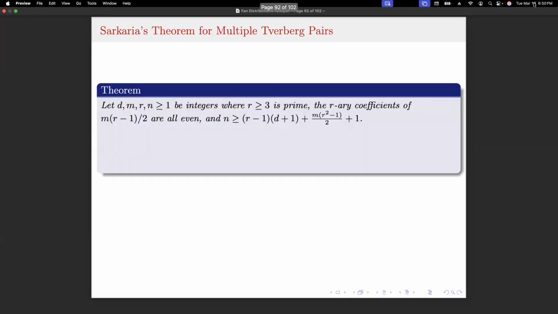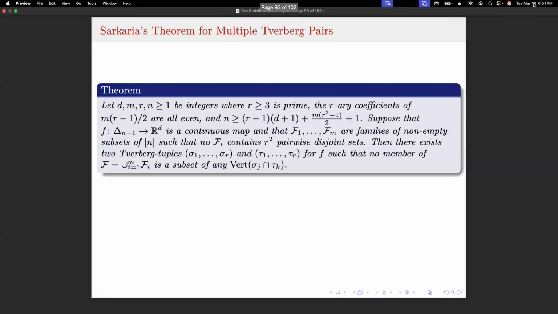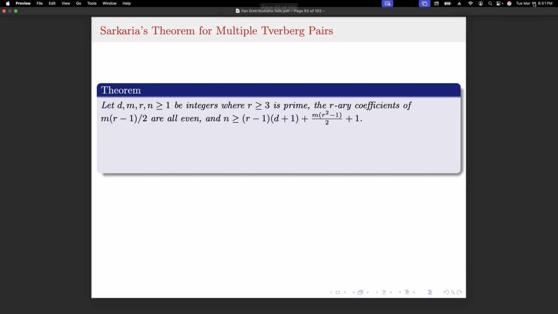All right. Okay. So I'll just briefly mention that we have extensions in the paper of Sarkaria's theorem for multiple Tverberg pairs instead of just for one. And this is going to allow us to extend the results, these transversal fan results, for multiple R fans. So this is a bit of a mouthful to state.